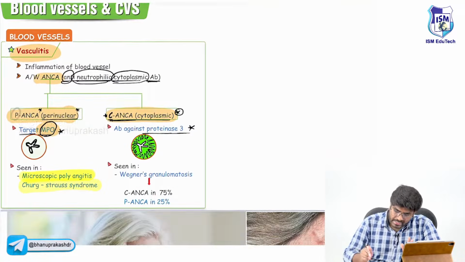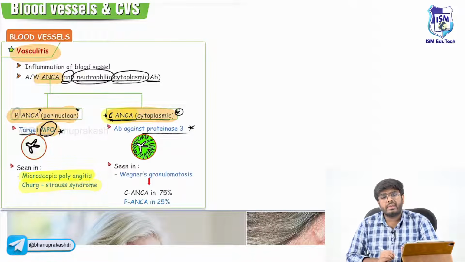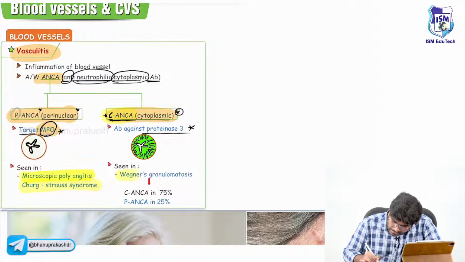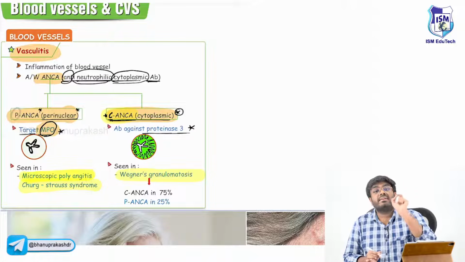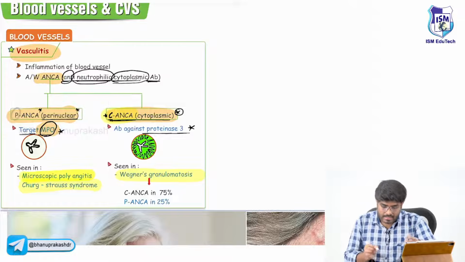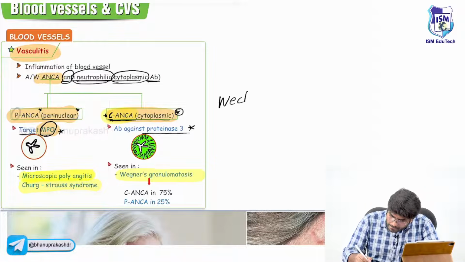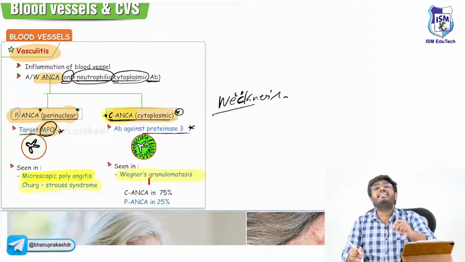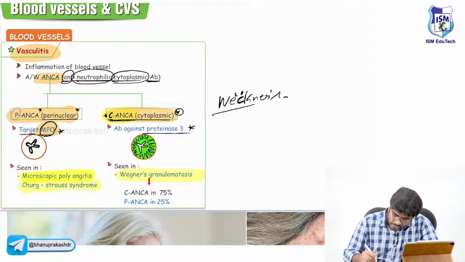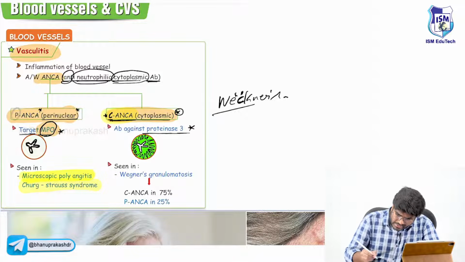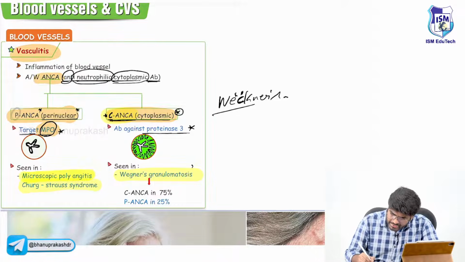And where will you see C ANCA? The C ANCA is seen in Wegener's. That's why I said you remember Wegener's as W-E-C, because of presence of C ANCA, in Wegener's granulomatosis. Now you will ask, sir, what exactly is this Wegener's granulomatosis? Where have we studied about this?